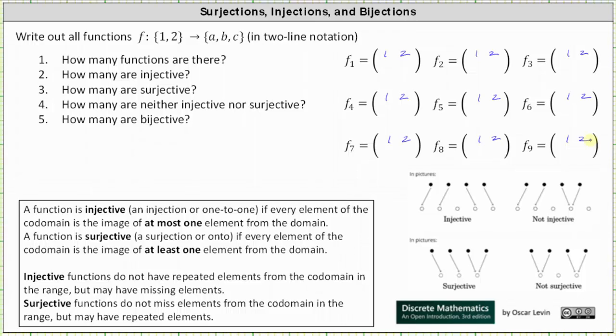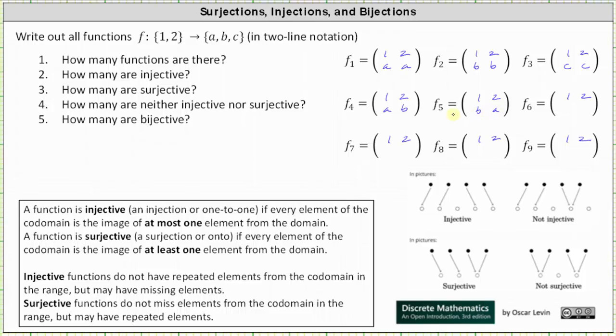For function 1, let's let both outputs be a, meaning 1 maps to a and 2 maps to a. For the second function, let's let both outputs be b, meaning 1 maps to b and 2 maps to b. For the third function, let's let both outputs be c, 1 maps to c and 2 maps to c. And now let's use the outputs of a and b for the next function. Let's let 1 map to a and 2 map to b. And now let's let 1 map to b and 2 map to a.